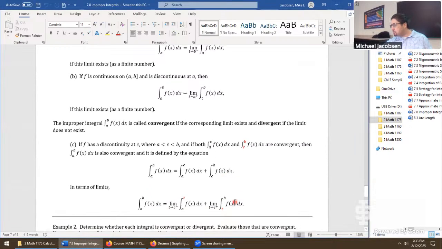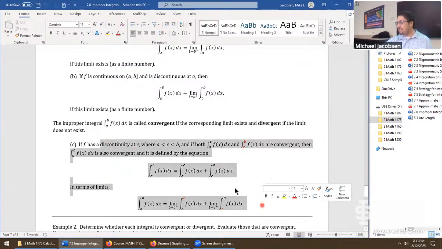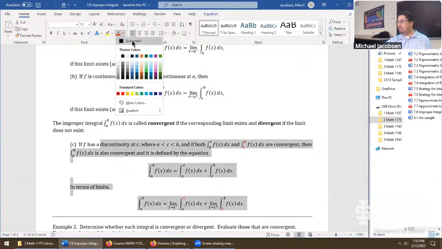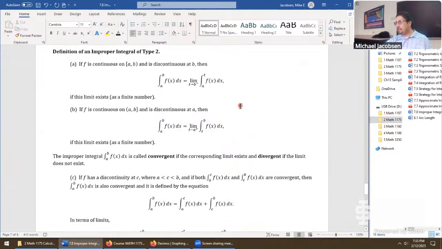The red here is not because of a typo this semester. This was a typo last semester that got corrected. Let me take off the red. That's a bit of a distraction. But let's take a look at each one of these.